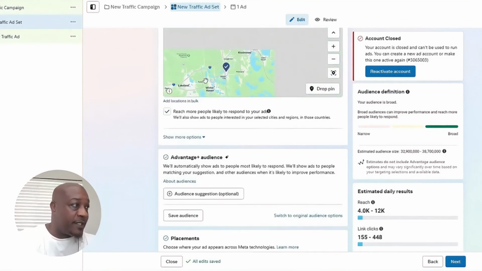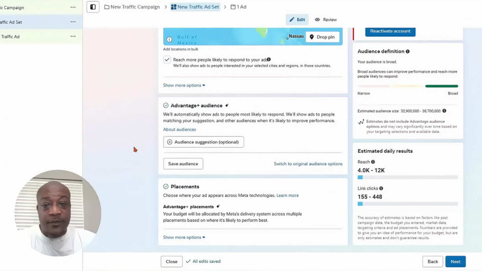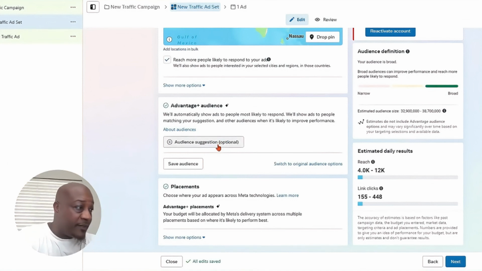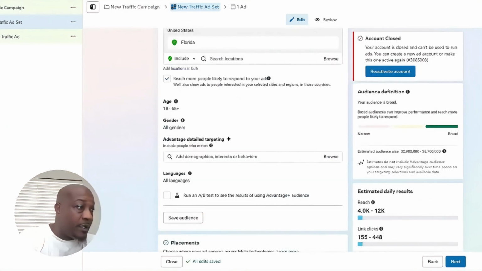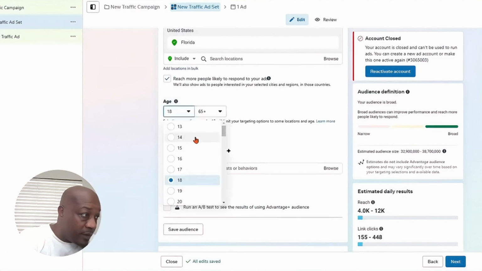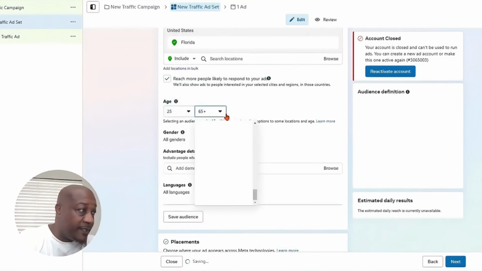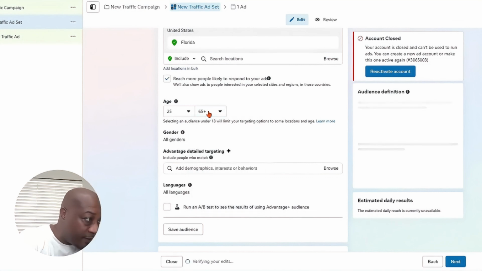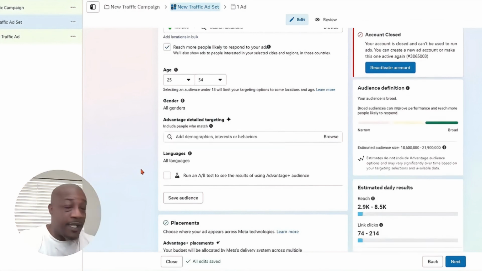So we're targeting the whole state of Florida. And also from the marketing plan, I gave you the target audience. So you should already know what your target audience is. You put them in here. All right. So the age group, usually, let's just say age group 25 to 54. We're going to keep it at all genders. And we hit in the state of Florida.